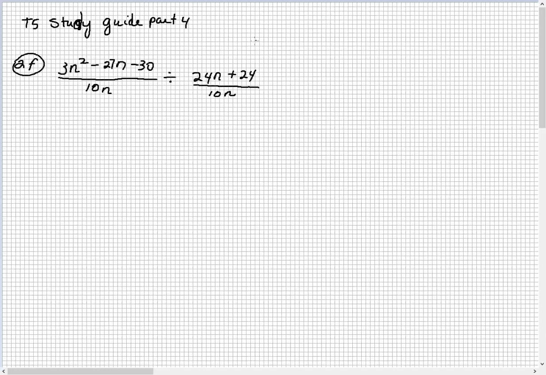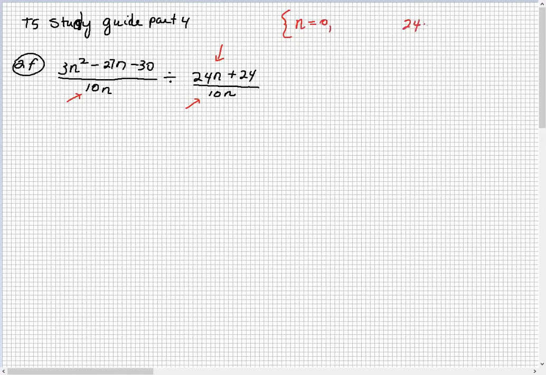All right, continuing with the study guide, this is part 4. This is a division problem. The first thing we have to get is our excluded values. The excluded values come from the denominator, and because it's division, it also comes from this numerator. The excluded value from 10n is n equals 0.